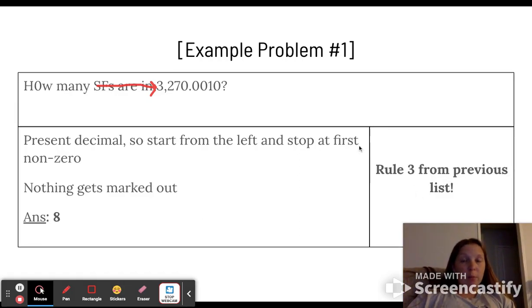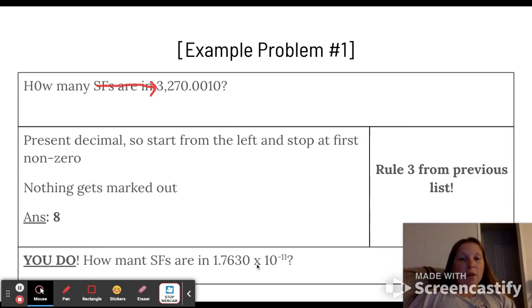So rule 3 from your previous list, zeros to the right of a decimal in a whole number are significant. So now you go ahead and you try this example here. Pause your video.